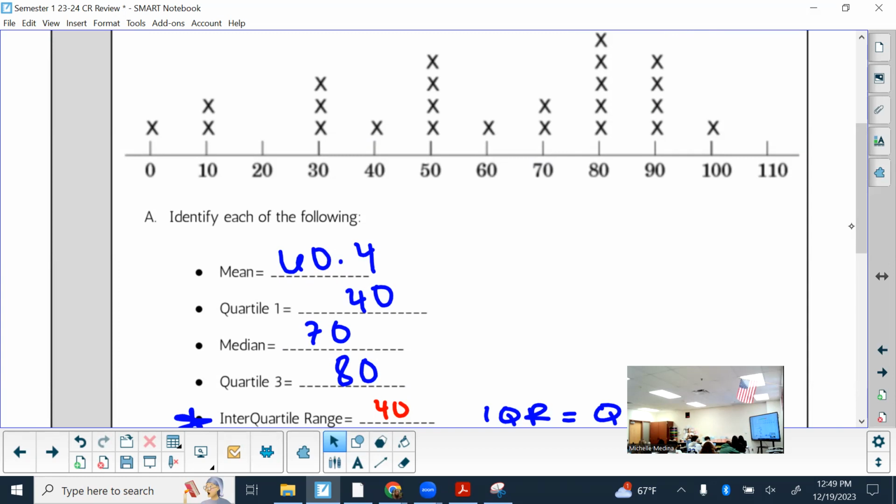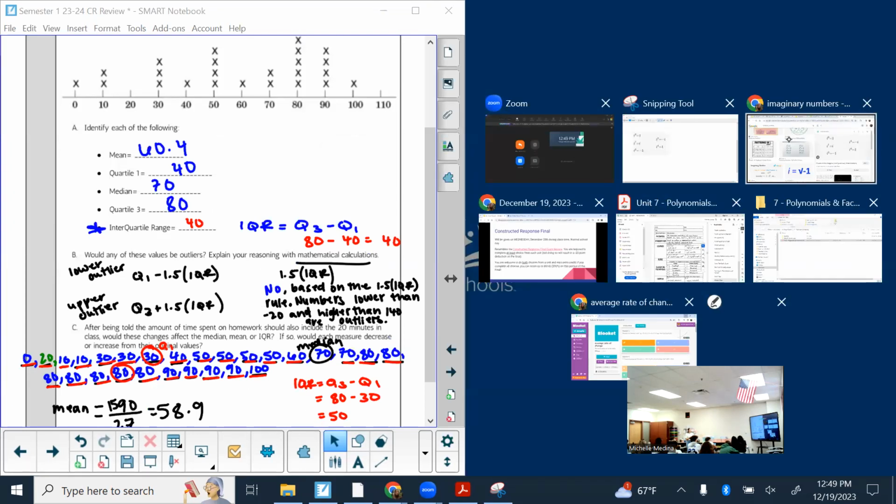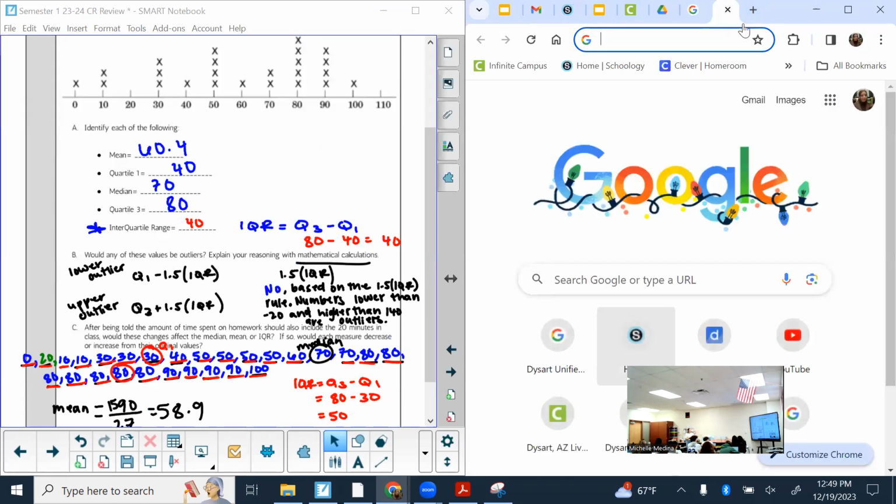That's up to you, because if you forget how to use Desmos, I can't necessarily help you during. So that's why we still show you how to do it by hand, so that way you have more than one way to get to the same answer. So let's pull up Desmos.